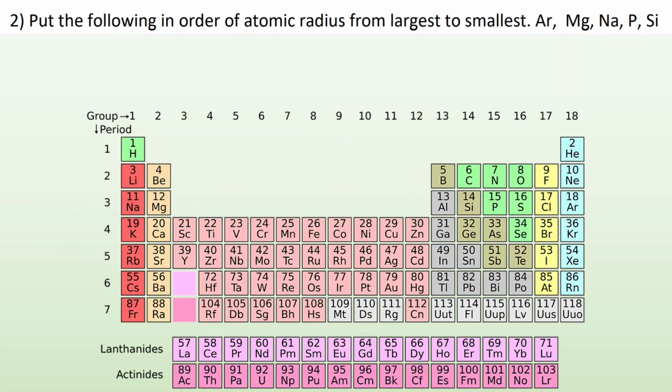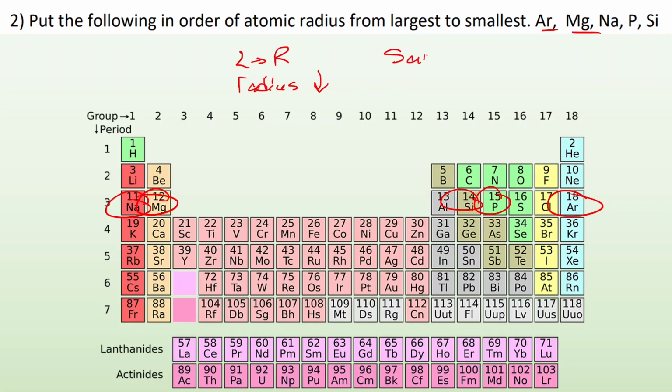Number 2, put the following in order of atomic radius from largest to smallest. So let's see what elements we're talking about first. We got argon and magnesium. So over here, we got sodium, we got phosphorus, and we got silicon right there. Oh, hey, look, they're all in the same period. And as we go left to right, the radius gets smaller, right?